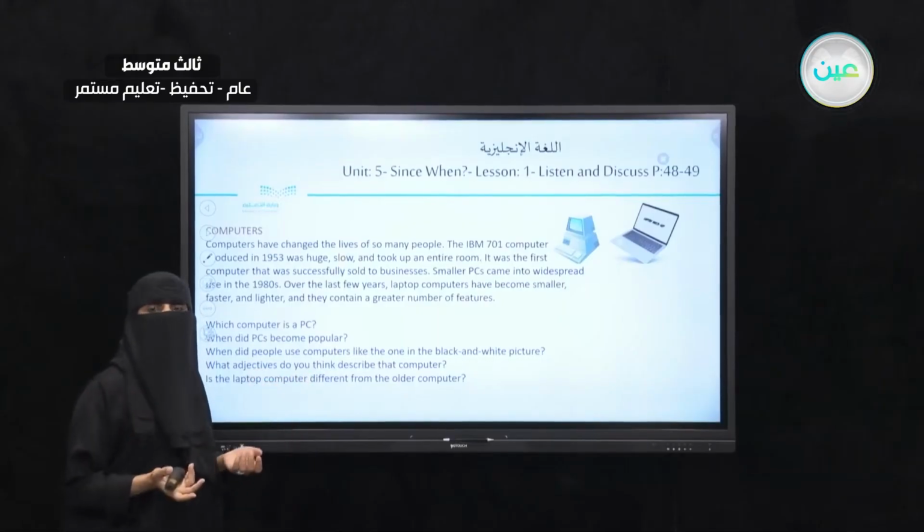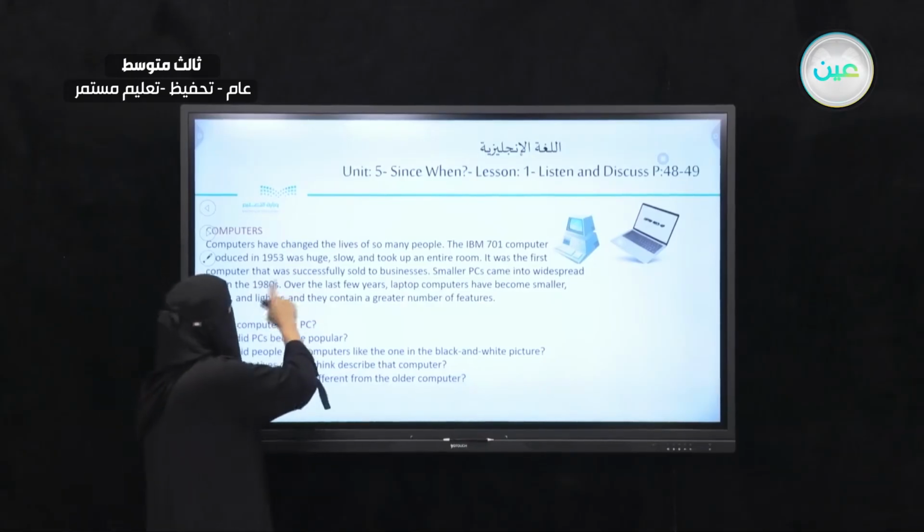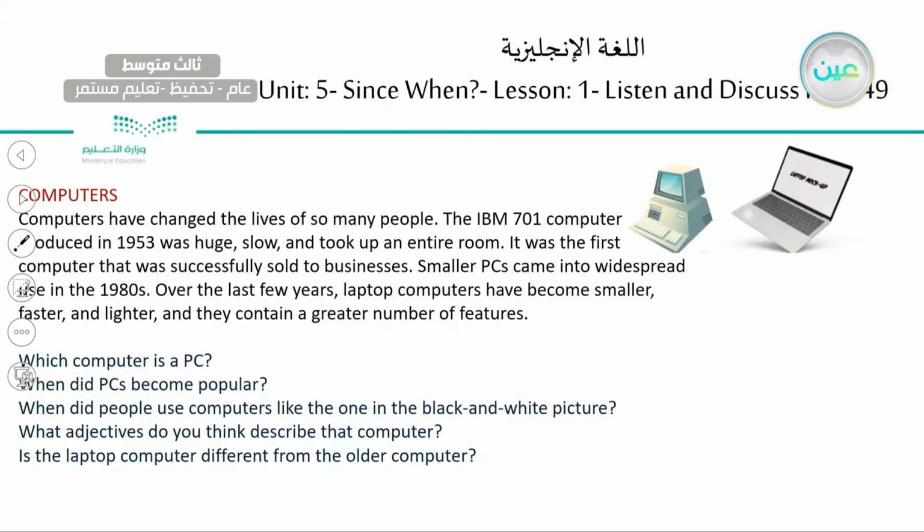How did they describe it? It's in one line. How did they describe it? Read it. Skim the text. Okay? They said it is excellent, huge. This is an adjective. They said it is slow. So they said it's huge and slow. They use these adjectives to describe the PC.